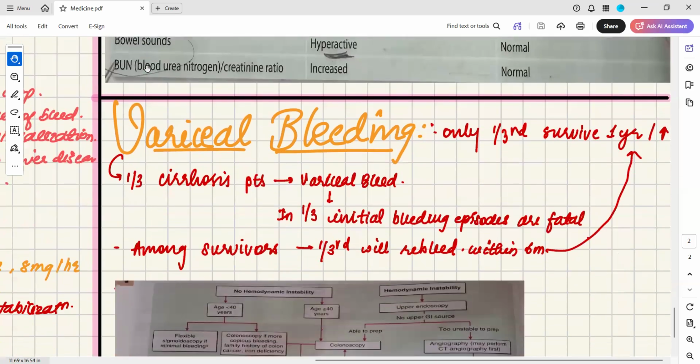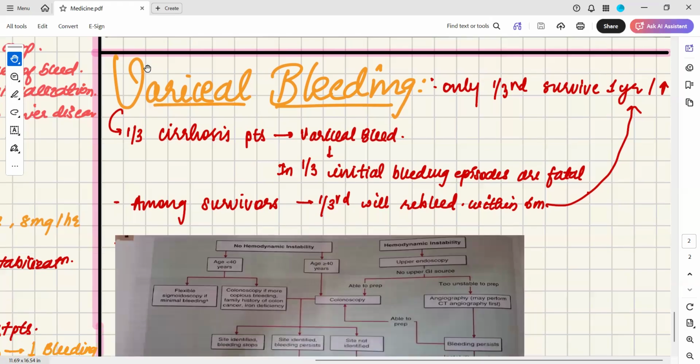The variceal bleeding, I think it will come under portal hypertension if we discuss that. But one statistic I wanted to mention here: from all the cirrhosis patients, one third developed variceal bleed, and one third of initial bleeding episodes are fatal. Among the survivors, one third will rebleed within 6 months. So there are only one third survival chances if the patient is presenting with variceal bleeding.